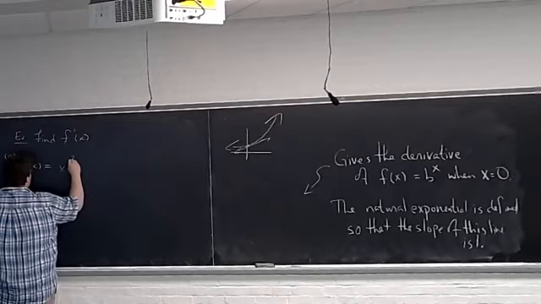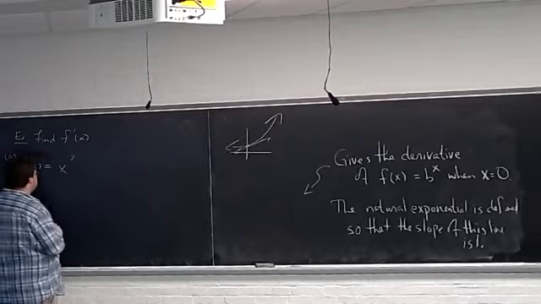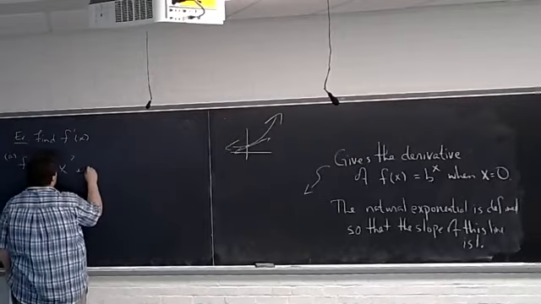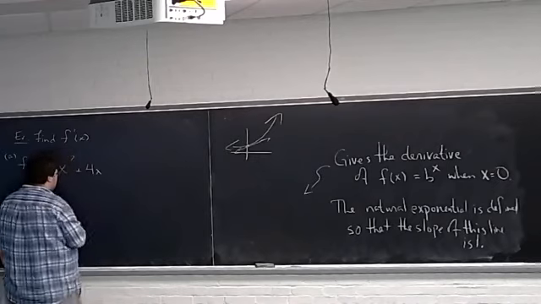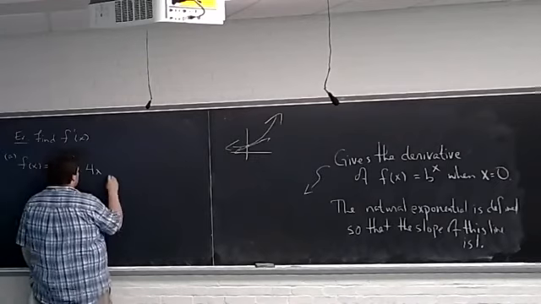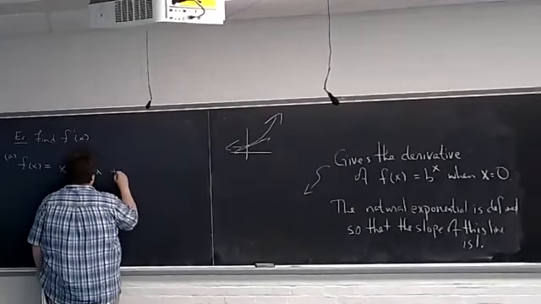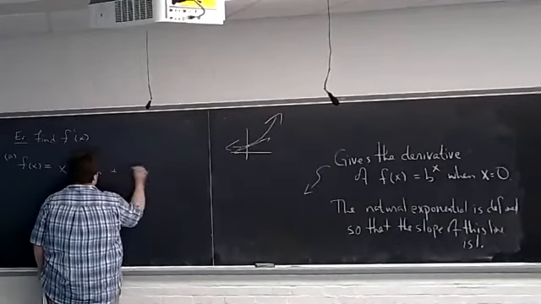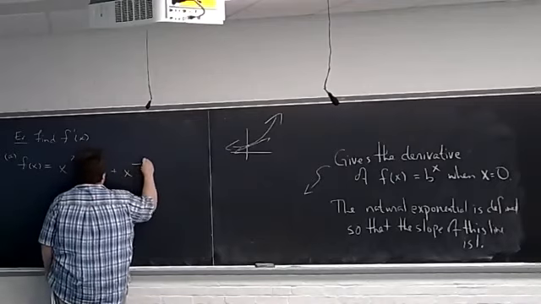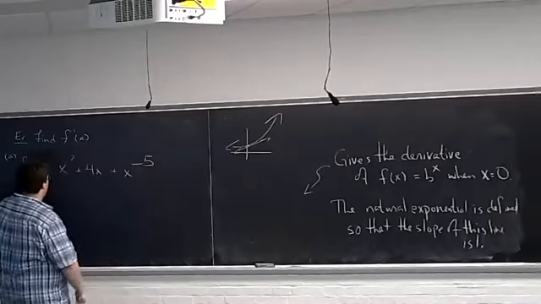Let's really drive the power rule in. x to the 7th plus 4x. No, I already did one like that. Plus 4x plus x to the negative 5. Let's throw a negative exponent on there.